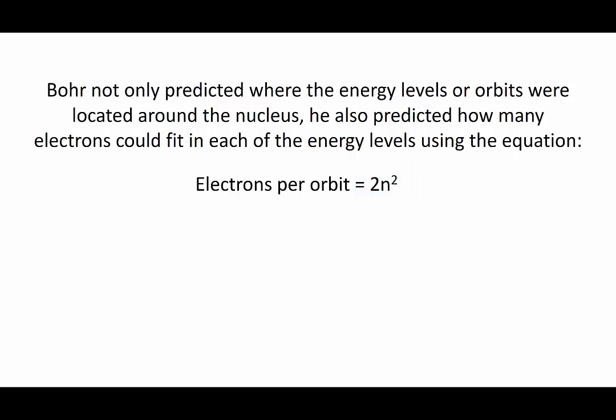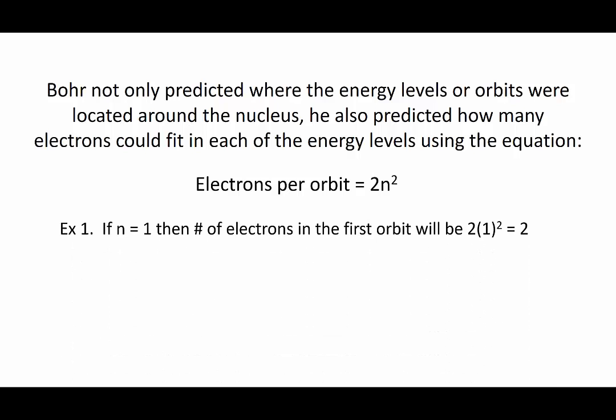So for example, if we start with energy level 1, that'll be 2 times 1 squared, and that gives us, of course, 2. And we've known this since grade 9. First energy level can only fit 2 electrons. That's because it's the lowest of the energy levels, so small amount of energy exists there, and it is really tight to the nucleus, so it's a small orbit. Moving on to energy level 2, that would be 2 times 2 squared. That gives us 8 electrons, as we already know too.